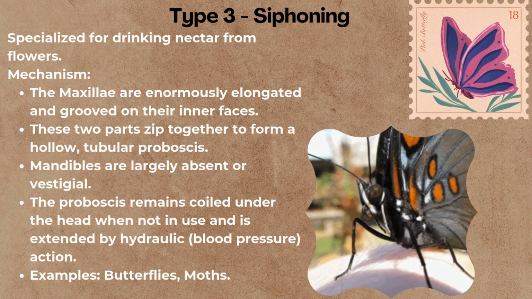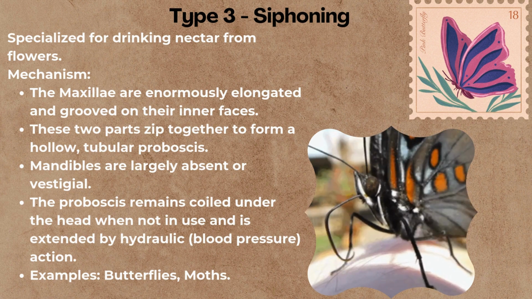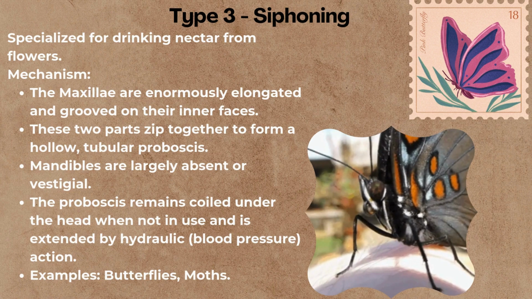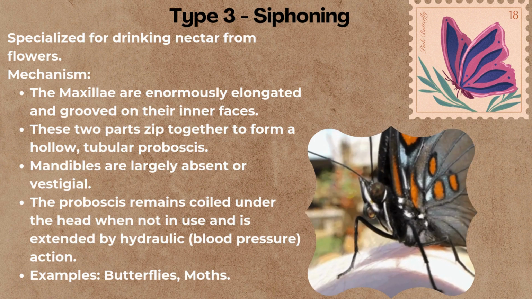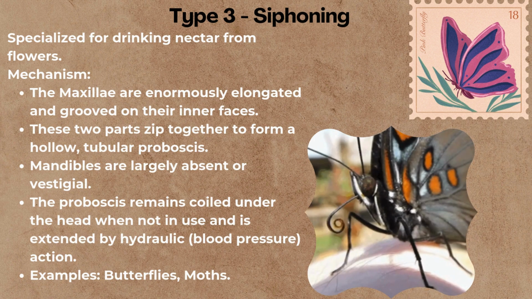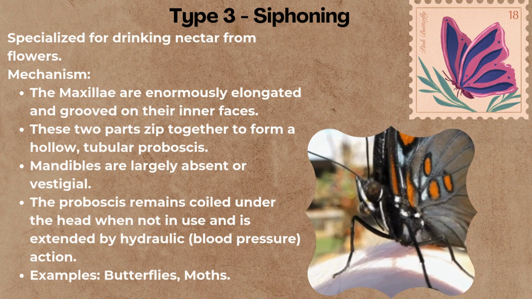Type three, siphoning. We have the siphoning type, which is like a built-in straw. This is specialized for one job, drinking nectar from flowers. Butterflies and moths are the classic examples. Their maxillae are elongated and zip together to form a hollow proboscis. When they are not using it, it stays coiled up under their head and they unfurl it using fluid pressure.